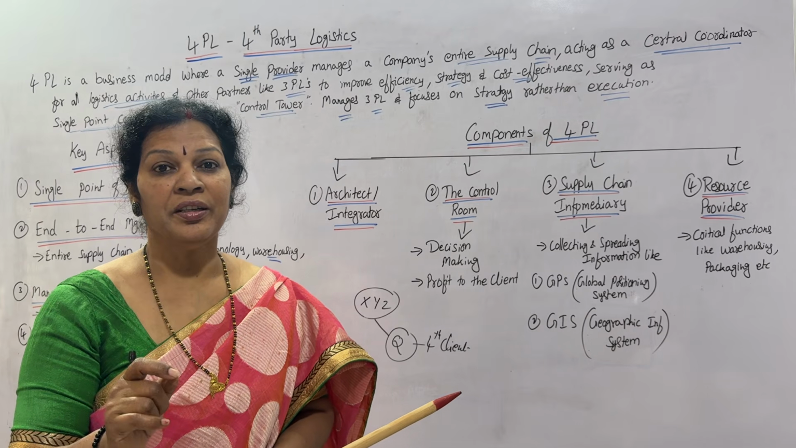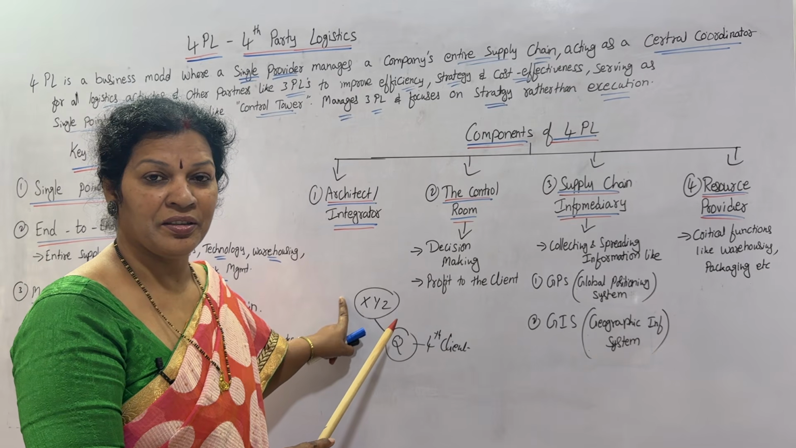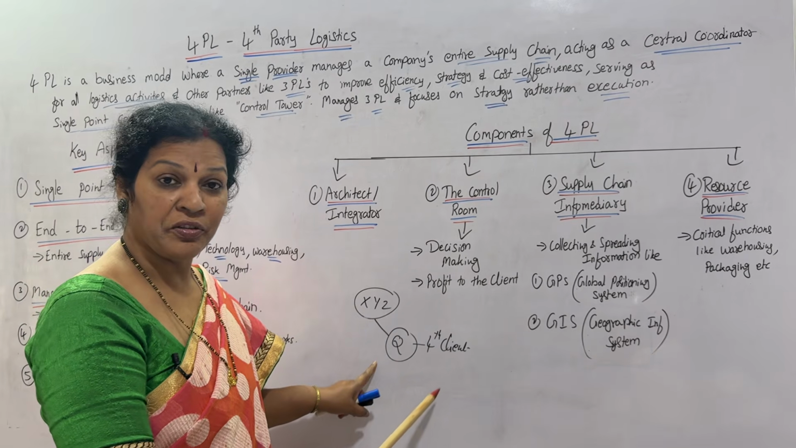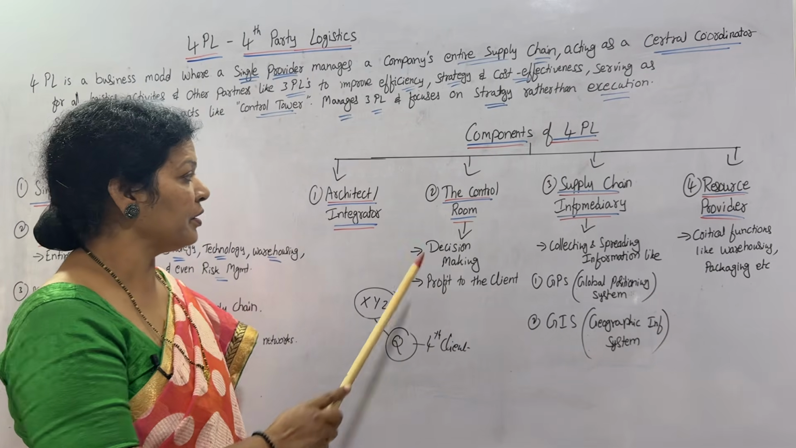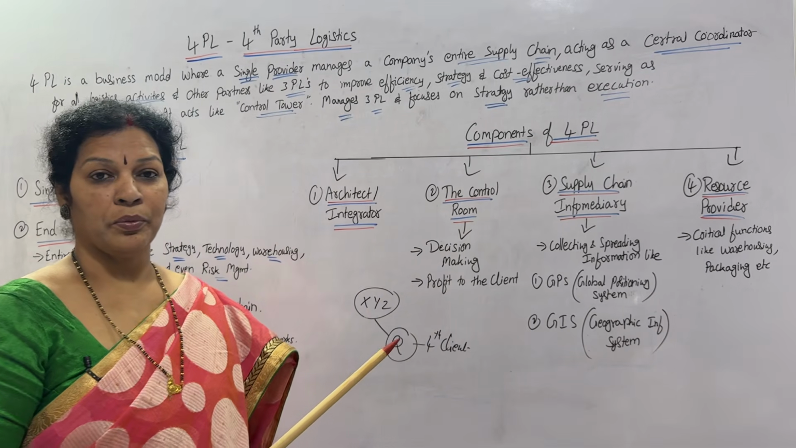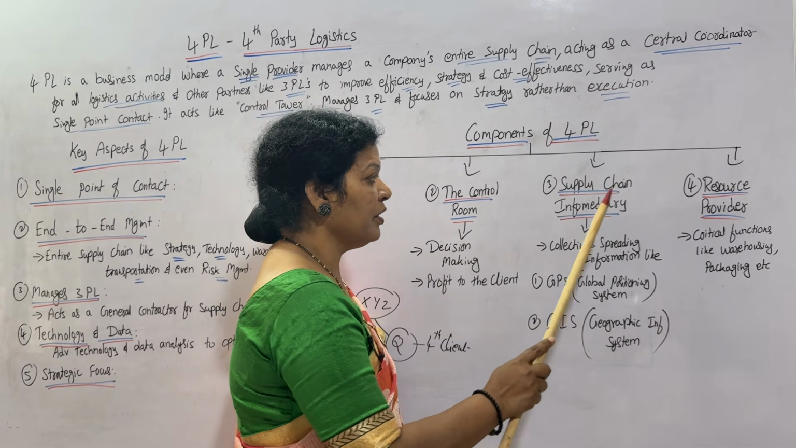At the end of the day, the client should get maximum profits. That should be the intention of the 4PL. We are saying profit to the client. So this is about the control room. And the third component is the supply chain intermediary.